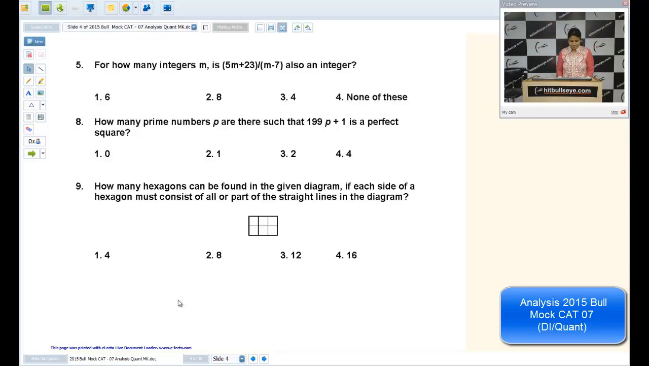Okay, Abhishek, 9th question. Shubham, I'll come to your doubt after this session. I'll give you 5 minutes. I'll explain this question once again.